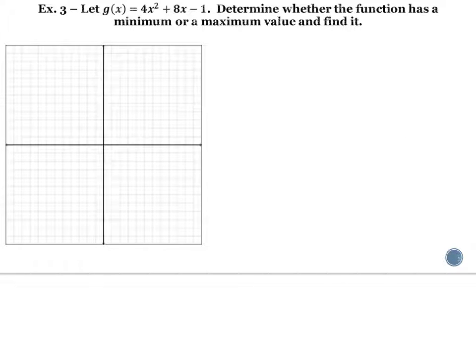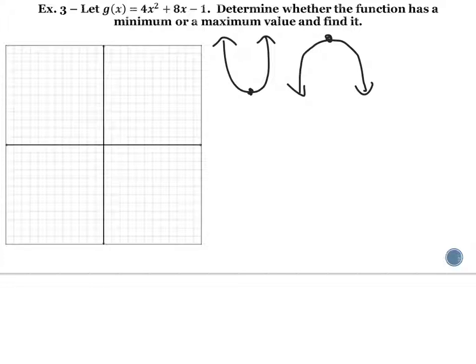Example number 3. Determine whether the function has a minimum or a maximum value, and then we are going to find it. So a minimum or maximum value. A minimum is the lowest point on a parabola. A maximum, if it's upside down, is the highest point on a parabola.